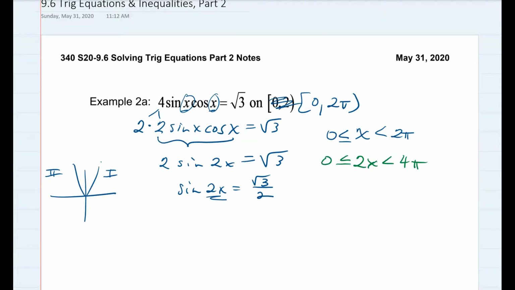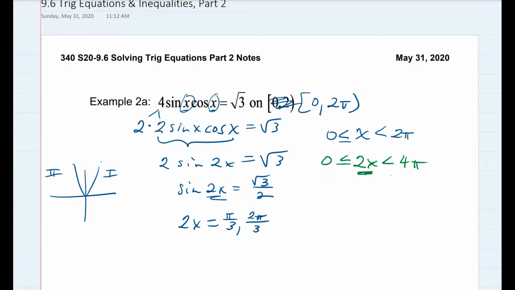And we're going to double 0. It's still 0. And so we see that 2x is constrained between 0 and 4 pi. This may be interesting. It's going to be different than the last time. So what we now know is that 2x can be equal to pi over 3. It can be equal to 2 pi over 3.